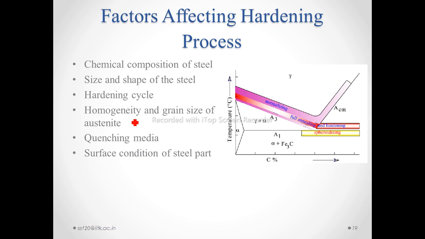So next, what are the factors that affect our hardening process? First of all, chemical composition. This hardening process is very easy for alloying elements and high carbon content steels, that is the hypereutectoid steel, because it is very favorable and we can get the desired mechanical properties. This is chemical composition, and then the size and the shape of the steel.